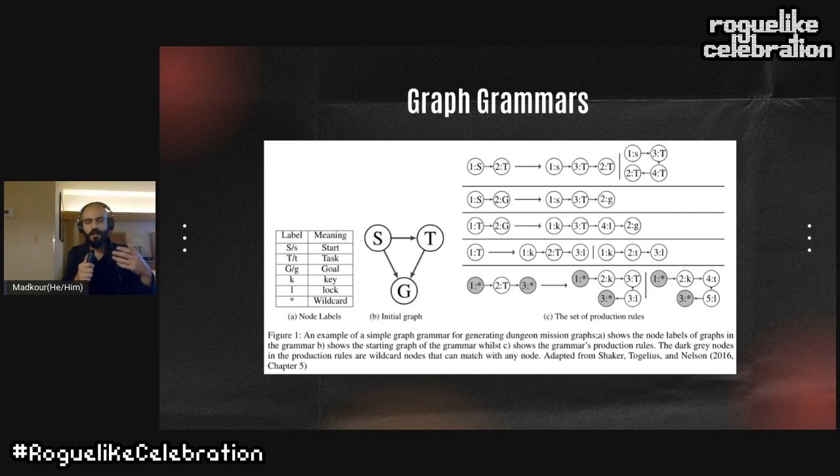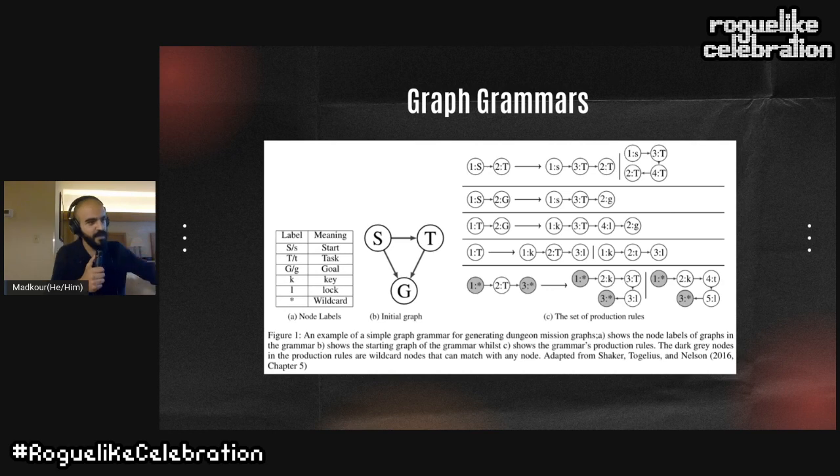And in the examples going forward, you can think of the nodes as rooms and the edges as sort of doors or paths to the rooms. And this is an example of a graph grammar. Similar to string rewriting grammars, graph grammars are rewriting systems, but instead of operating with strings, you're operating with graphs, right? So you have an initial graph, and you have rules, and you have terminals and non-terminals.